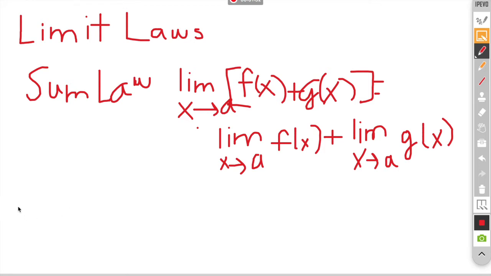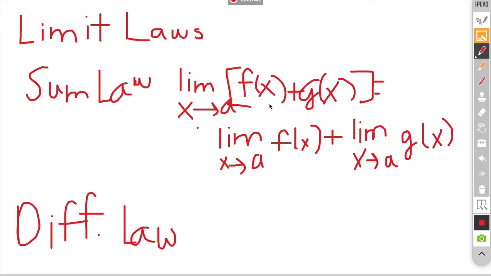So now there's also the difference law. The difference law is the same thing. I'm just going to abbreviate it with a dot, but that means difference law. It's the same thing, except here you're going to have a subtraction. So instead of adding the two functions, you do the limit of f of x minus the limit of g of x. So that's the sum and difference law.